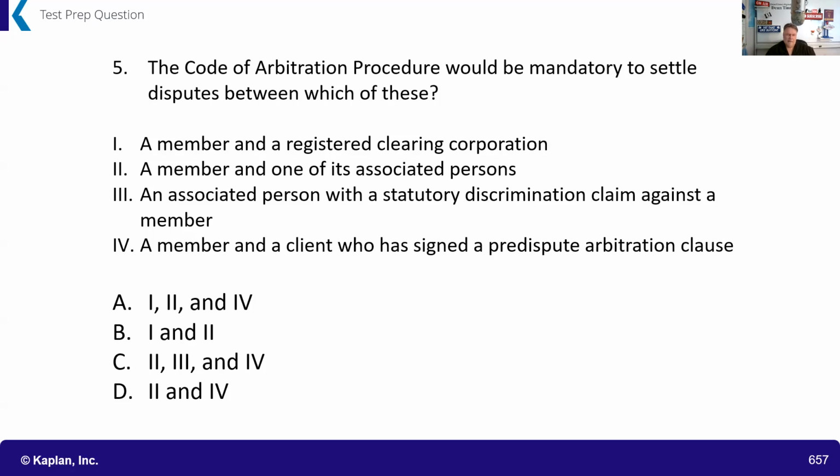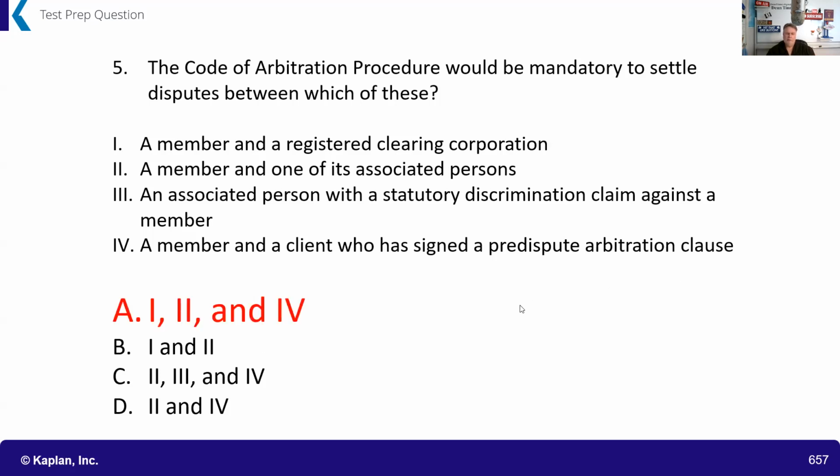The three is not, right? That's the standard HR department kind of process. So not three. A member and a client who has signed a pre-dispute arbitration agreement. Remember, the customer has to sign the arbitration agreement for that to be binding. As long as they sign that clause, which they did, then it's going to be binding. 1, 2, and 4. I would definitely know on the test that to be binding, they have to sign. Catch-22: if they don't sign, we're not going to open the account.